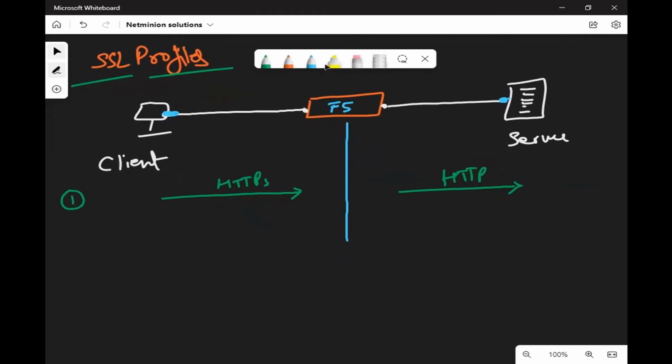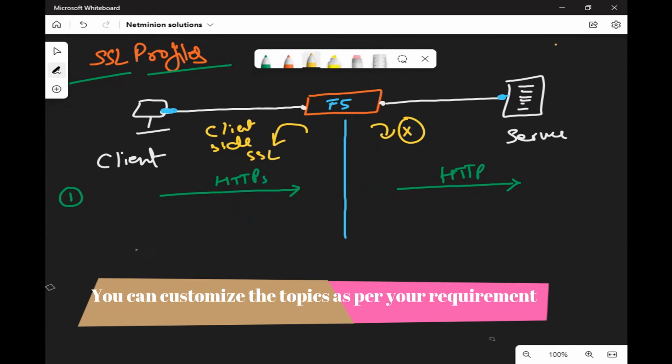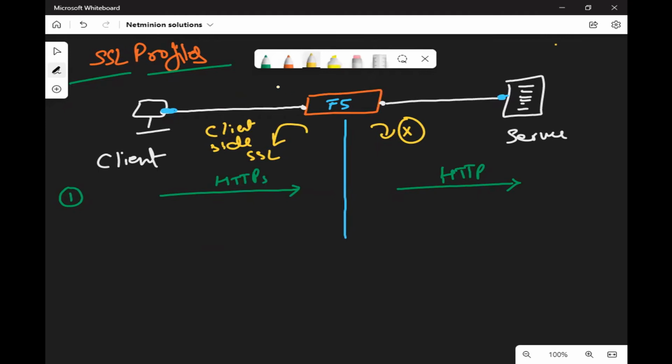Now, let me come back to the SSL profile, what I was talking about. The very first thing I talked about: this side is HTTPS, this side is plain HTTP. So for this, what do we need to do? We need to apply client side SSL. This side, nothing. This part clear? Yes. Let's come to the other one.